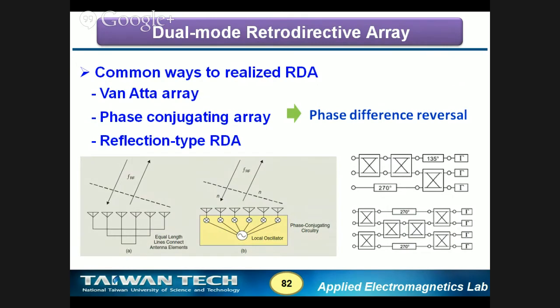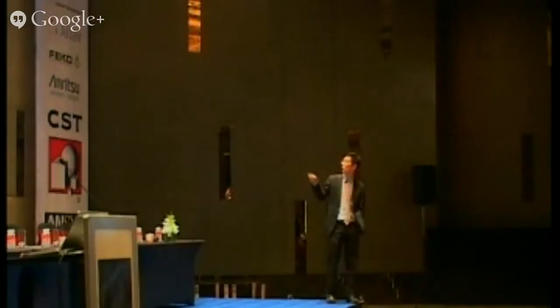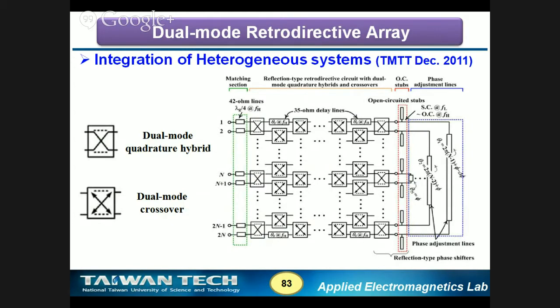Of course, we also successfully did it with a phase conjugating array and a Venn array, but we did not publish it in the literature, in the conference or in the journal, because they are routine. The principles are almost the same. Just now, we just take a look at the Venn array and the reflection type array. This is the architecture. It looks quite complicated, right? But actually, the principles are quite easy.